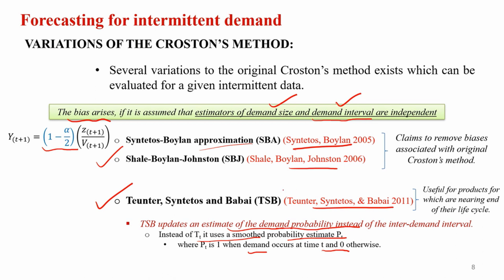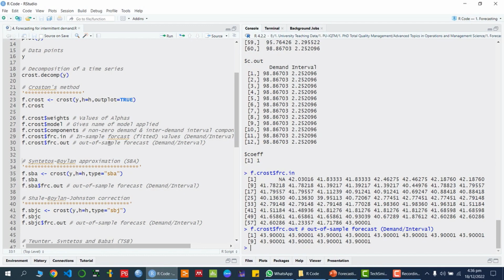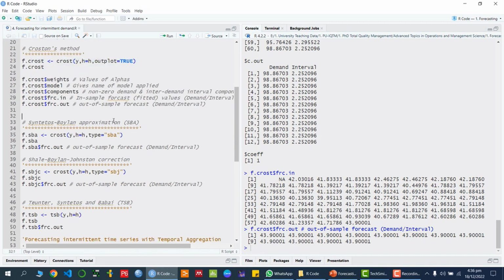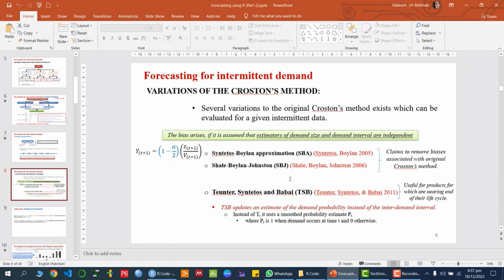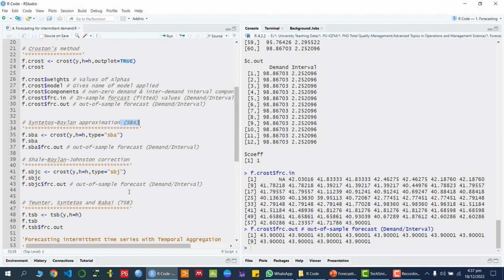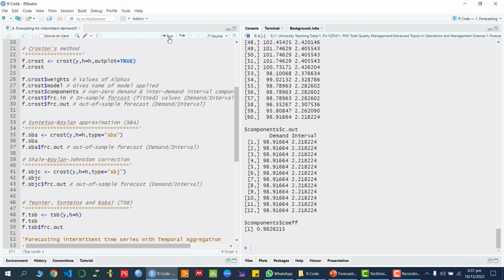So what I am going to do is apply all these methods in R. First of all, we applied the Croston method. Now I'm going to apply the SBA method. You can apply this simply using the same function, crost, with the variable in which we have the actual data set, the forecast horizon, and in the type we write SBA in double quotes. If we run this, we get the forecasted values with the help of this method.